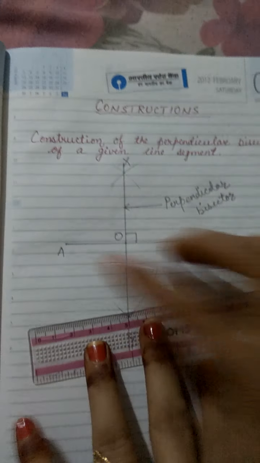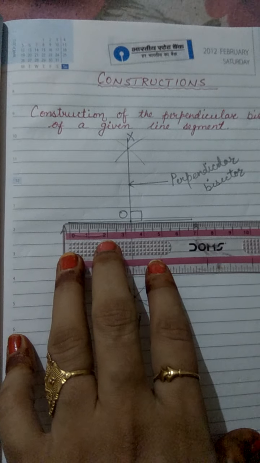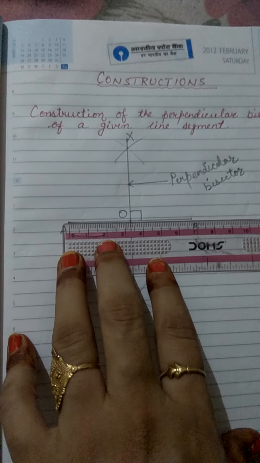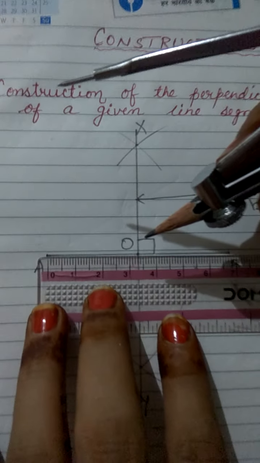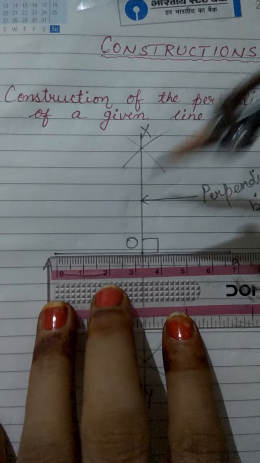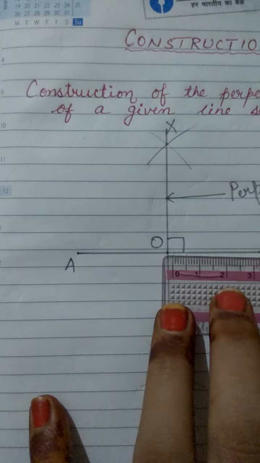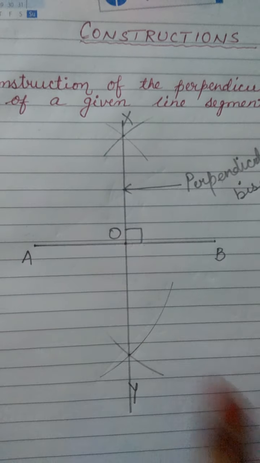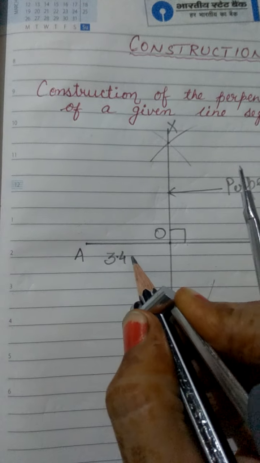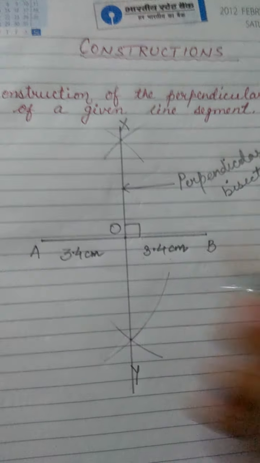Now when you measure the two parts of the line, that is AO and OB, what you see? Let's see. When you measure, here it is 3.4. Let's see, O to here 3.4, and when you measure the part OB, it is also 3.4 centimeter.